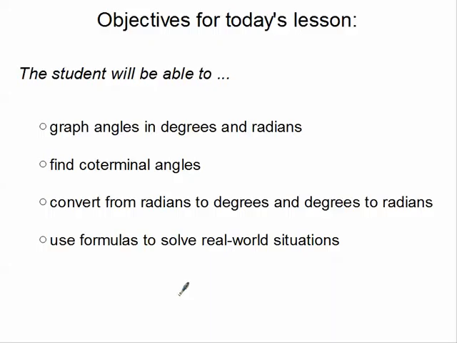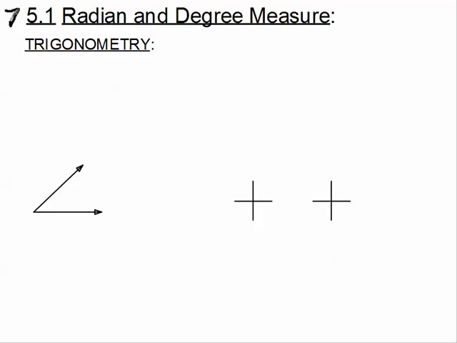Welcome to our brand new chapter. We will begin trigonometry. Our first objective in this tutorial is to graph angles in degrees and radians. So we are in section 5.1 of our textbooks, and we will begin trigonometry.